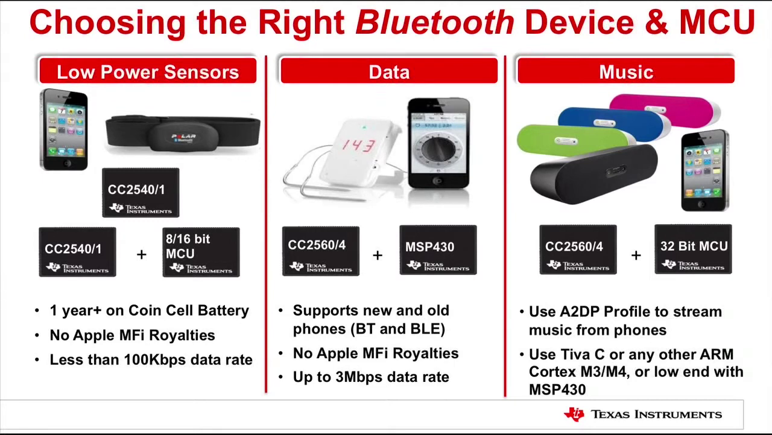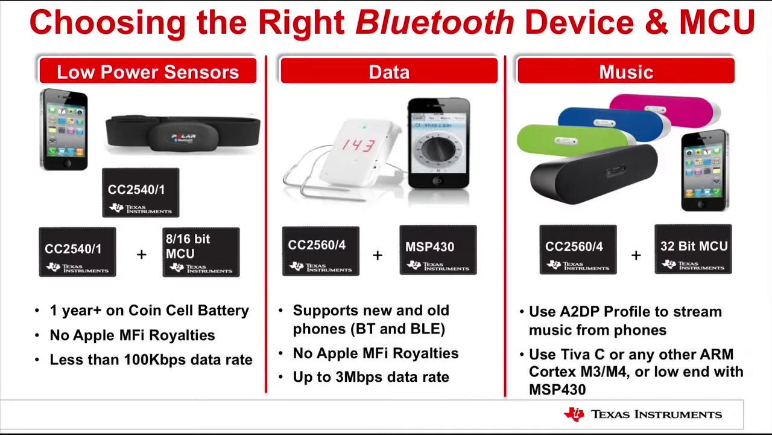In the middle is when you're getting up into maybe more complex or higher data rates from a data standpoint. So you have old and new phones that have Bluetooth and Bluetooth low energy. So you may want to have a combination device that allows you to speak to all phones and tablets that exist in the market today. So this gets you up to about 3 megabits per second from a data rate perspective.